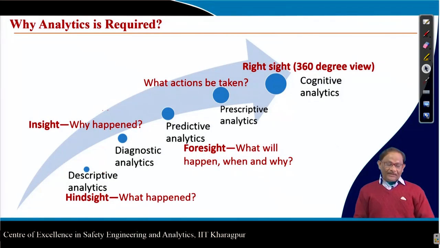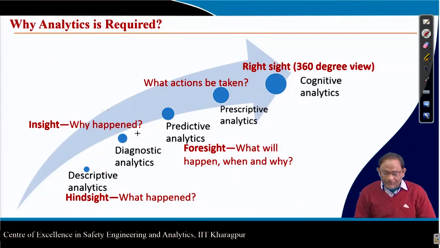Now, we want to further augment the analytics issues. What I have described in the previous slide is what happened, which is basically hindsight. Then we also said why it happened, this is basically insight. Then we say what will happen, when and why, that is basically foresight. And then we also discuss what actions to be taken, this is basically prescription. When we talk about hindsight, this comes under descriptive analytics. When you talk about insight, this is diagnostic analytics.